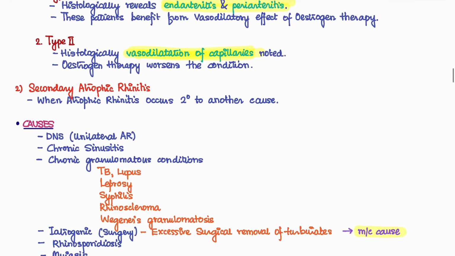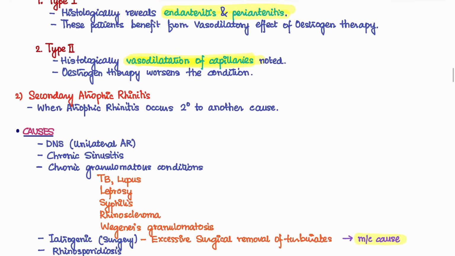Next, we move on to secondary atrophic rhinitis. As I've said, secondary atrophic rhinitis is when it develops secondary to another cause. For example, DNS, deviated nasal septum. The side on which it is more roomy develops the unilateral atrophic rhinitis.